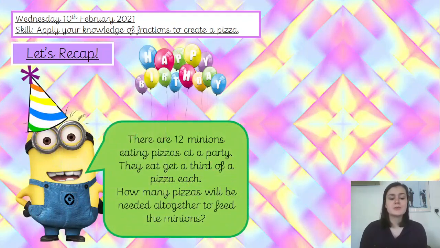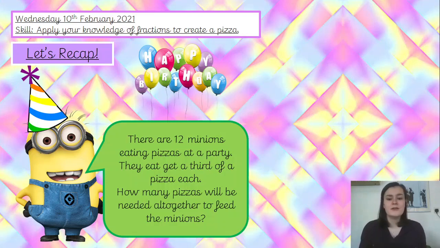So there are 12 minions eating pizzas at a party. They each get a third of a pizza. So think about how many slices the pizzas will be split into if they each get a third. Okay, so it will be 3 slices, won't it? So how many pizzas will be needed to feed all 12 minions? So I would like you to pause the video and see if you can have a go at answering that question for me, please.